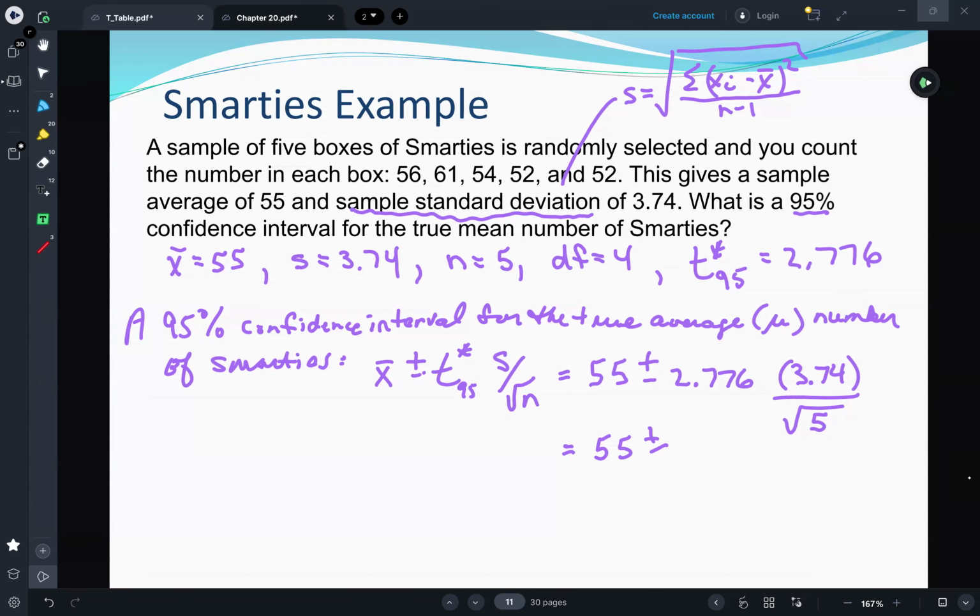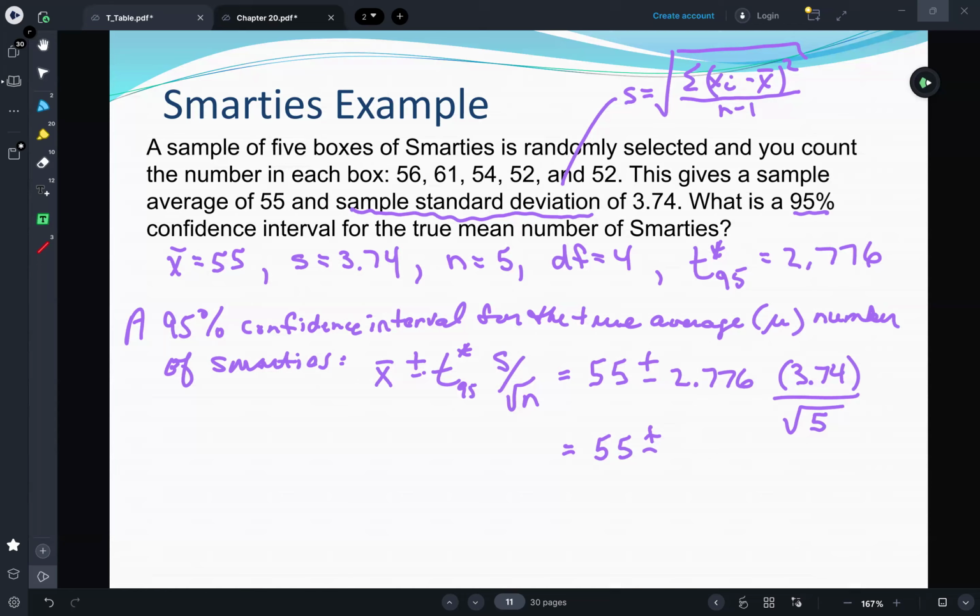So does anyone have a margin of error? Anybody? So I have 55 plus or minus. We want the margin of error now. So what would that be? 2.776 times 3.74, divide by the square root of 5. I've put all of those metrics in. Yeah, at the back. Okay, 4.64. Son, what did you get?